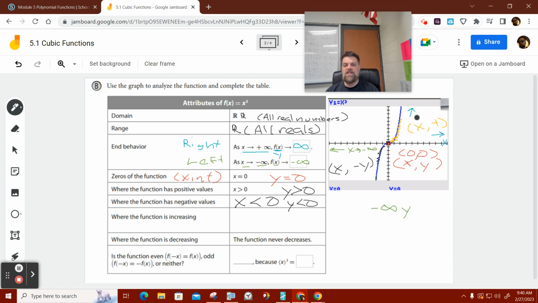Where is the function increasing? That should mean going up.